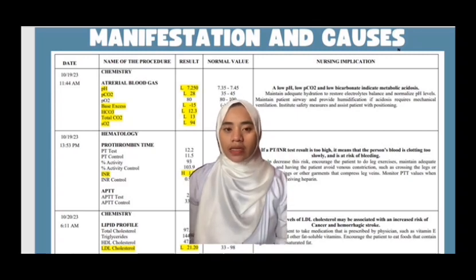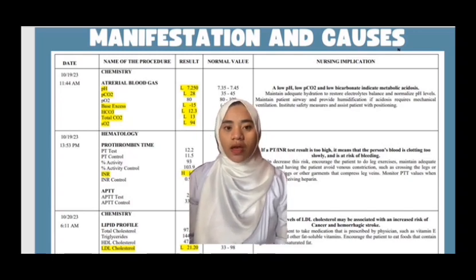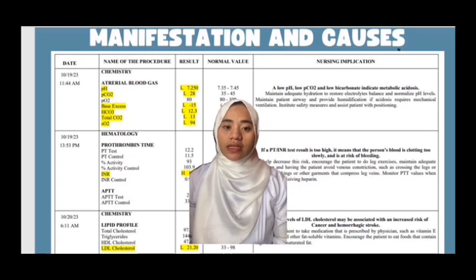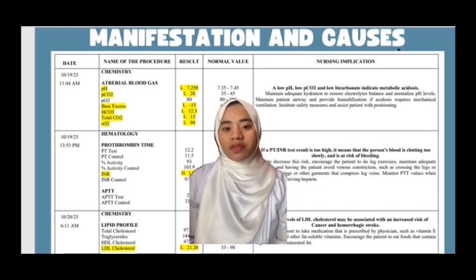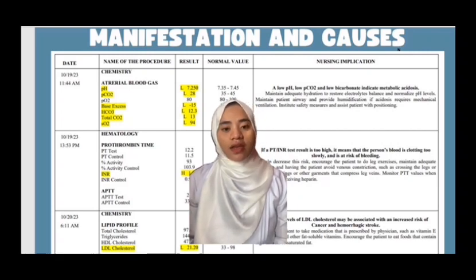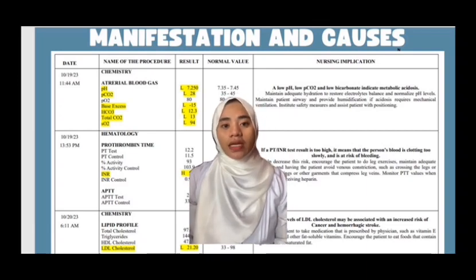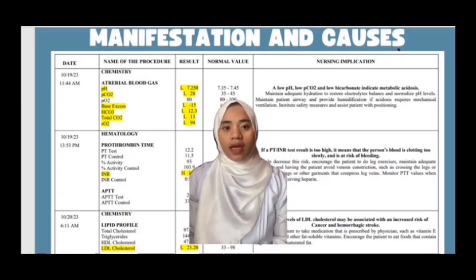In chemistry, lipid profile, the patient's decreased level of LDL cholesterol may be associated with increased risk of cancer and hemorrhagic stroke. So the nursing implication for this is to educate the patient to take medication that is prescribed by the physician, such as vitamin A supplements and other fat-soluble vitamins, and encourage the patient to eat foods that contain a high amount of saturated fat.